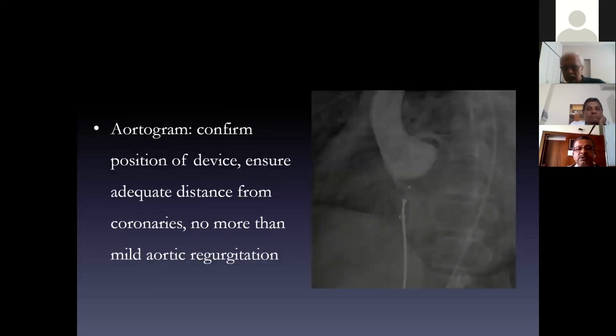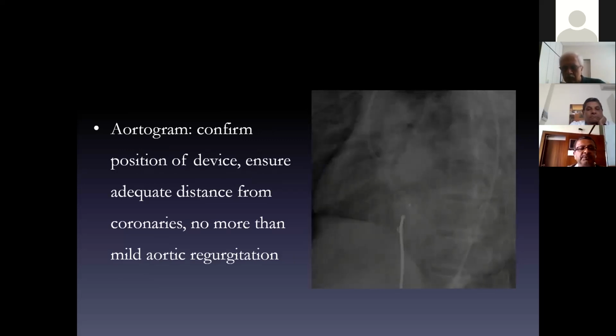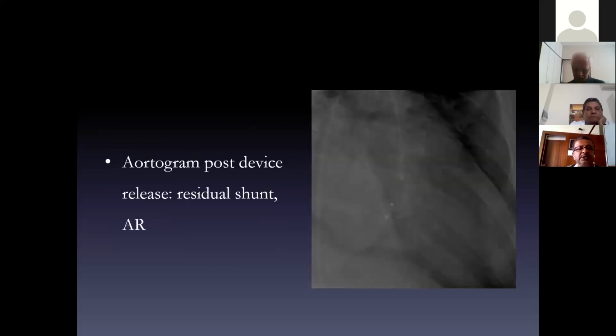This is how it looks. Ensure the position of the device, with adequate distance from the coronaries. Please remember, in the initial stage we were worried about the coronaries getting impinged. In none of our cases have we had any problem with the coronary arteries. This is well away from the coronary arteries. Confirm there is no aortic regurgitation, then release the device.